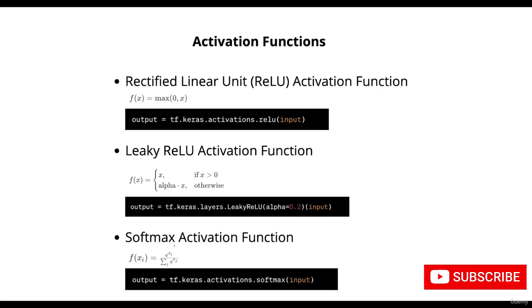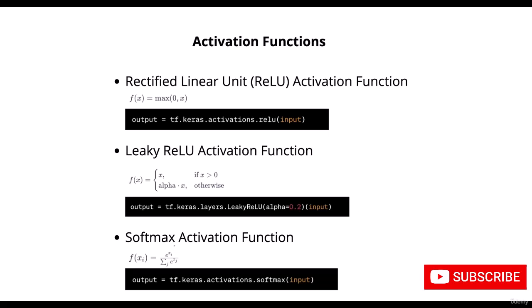The rectified linear unit, or ReLU, activation function. The rectified linear unit activation function introduces non-linearity by outputting the input value if it's positive and 0 otherwise. ReLU is widely used in hidden layers of neural networks due to its simplicity and effectiveness in training deep networks. Mathematically, it's represented as f of x, or function of x, equal to max of 0, x. TensorFlow usage is output equal to tf.keras.activations.relu and pass the input to it.